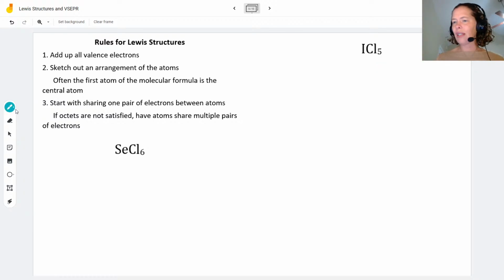So let's count up valence electrons. Iodine gives me 7. I have 5 chlorines, so I have 42. Always double checking that mental math, right?